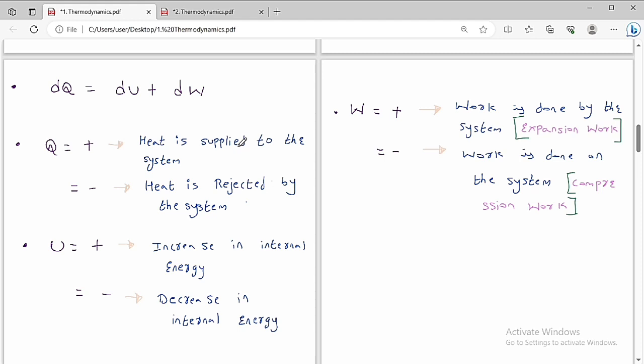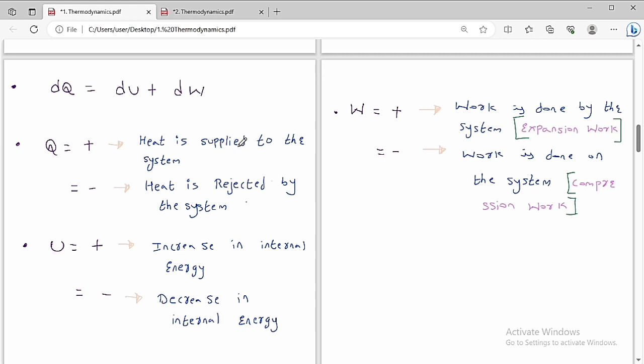U is equal to positive means increase in internal energy. U is equal to negative means decrease in internal energy. W is equal to positive means work is done by the system. That is called as the expansion mode. W is equal to negative means work is done on the system. That is compression mode. So you should be very, very careful while putting the values in this equation because these are sign sensitive.